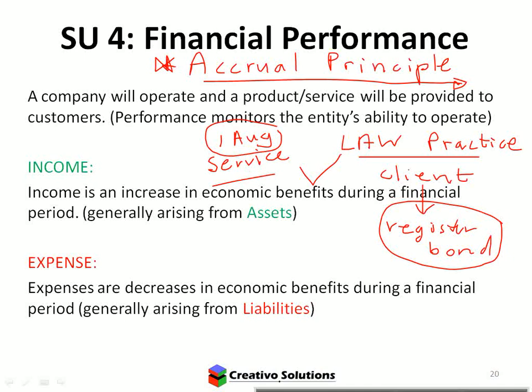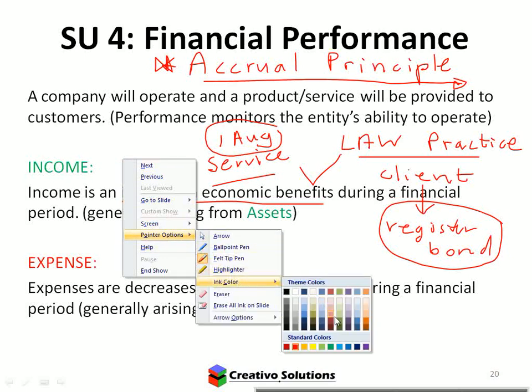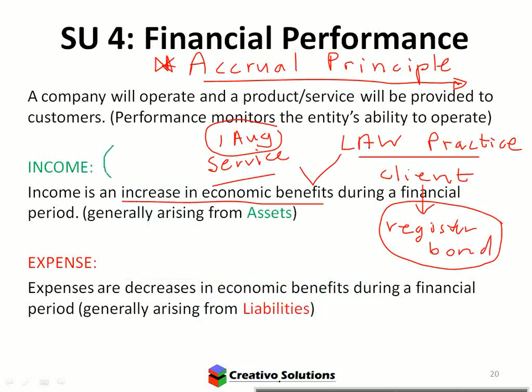Exactly. Okay, what is income? Income is an increase in benefit. As soon as you earn, so income, if you want to add a word next to income, the word is earn. Earn.